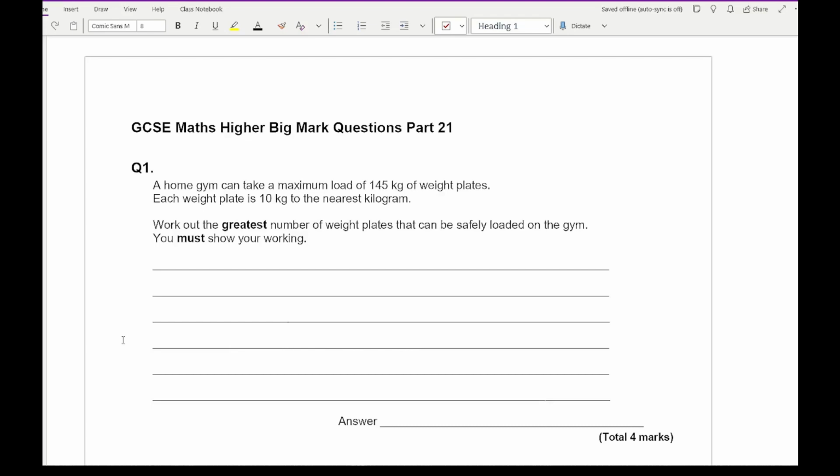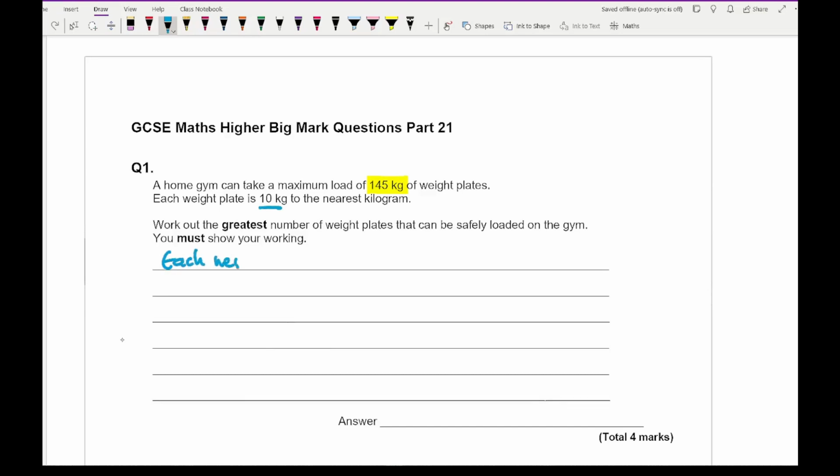You must show your working out. So for this question, what we need to do first is look at what's been rounded and what hasn't. Here, the maximum load has not been rounded, so that's going to be fixed at 145 kilograms. What we need to work out is the upper and lower limits of the weight plates. So if each plate is 10 kilograms, then the lower and upper bounds are going to be 9.5 to 10.5.